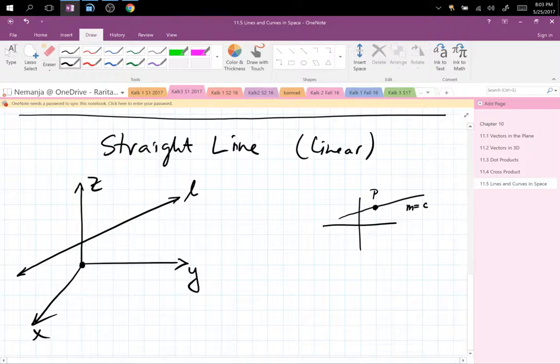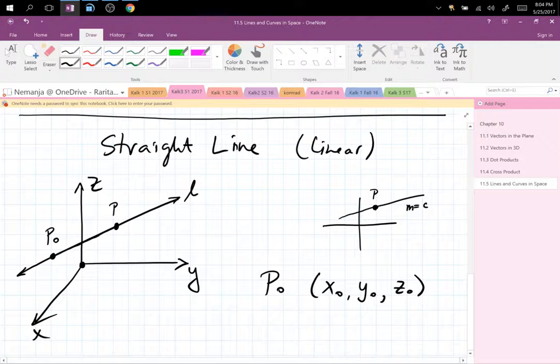We cannot require anything more in Calc 3 for a 3D line. You must still have the same idea: some kind of 3D slope and a point through which the line is going to go. That's all you need. So we are going to have the point P0, and the point P0 is going to have the coordinates x0, y0, z0. So that's like our initial point.